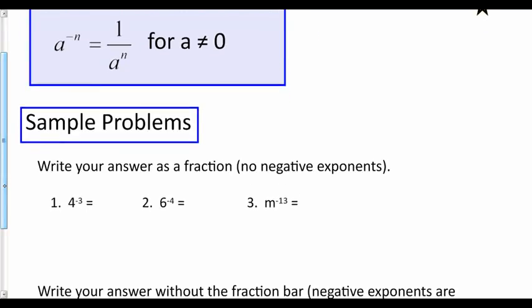I want to write my answer as a fraction, so I can't have negative exponents here. So I have 4 to the negative 3rd. I want to rewrite it with positive exponents. I'm going to write it as a fraction, so it's just going to be 1/4 to the 3rd. If I have 6 to the negative 4th, that's just going to be 1/6 to the 4th. And m to the negative 13 is going to be 1/m to the 13th.